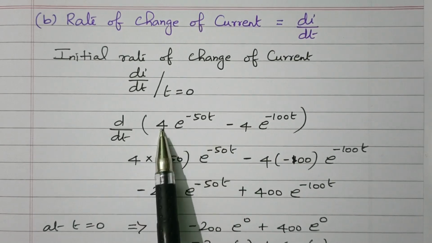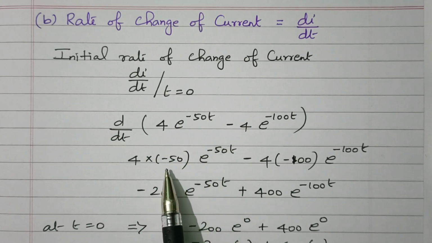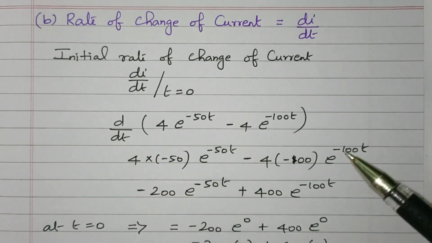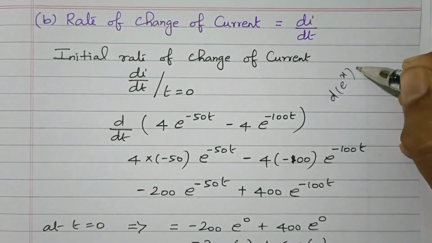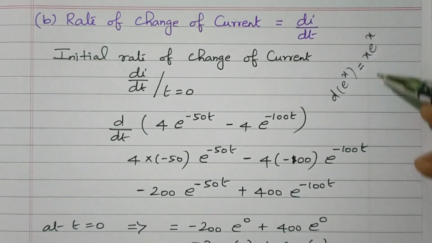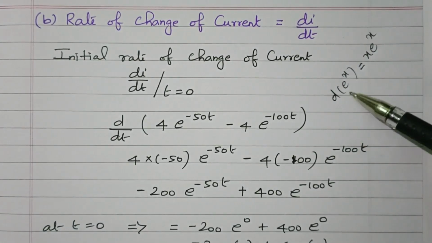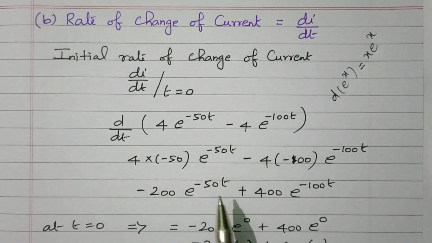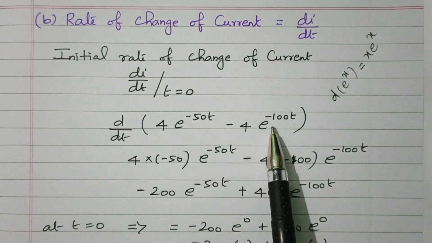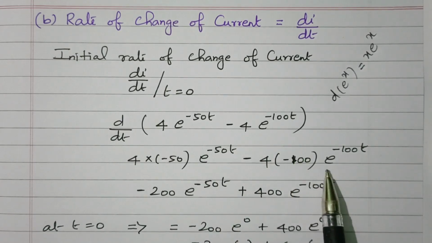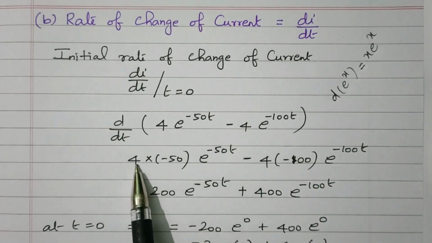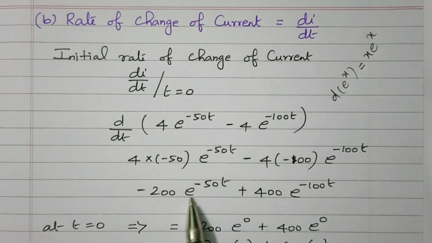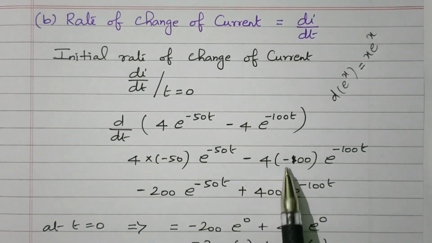Now we have to differentiate. 4 is constant, and the differentiation of e power minus 50t is minus 50 into e power minus 50t. Right. The differentiation of e power x is nothing but x e power x. This is the basic formula for differentiation of e power x. So this x will come in the front side. So minus 50 into e power minus 50t. Minus 4 is constant, and the differentiation of e power minus 100t is minus 100 into e power minus 100t. Right. So 4 into minus 50 gives minus 200 e power minus 50t. Here minus, here also minus, so it becomes plus 4 into 100, 400 e power minus 100t. So this is the differentiation of the current equation.